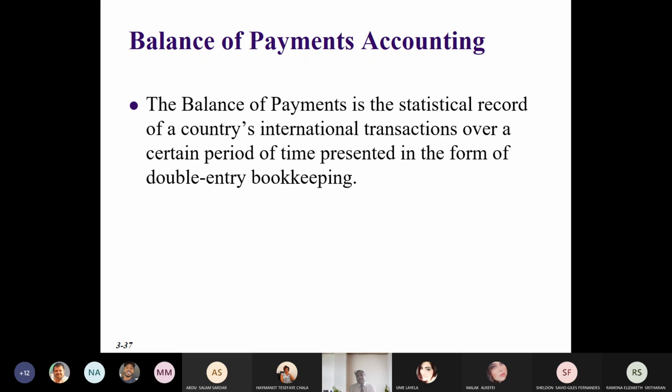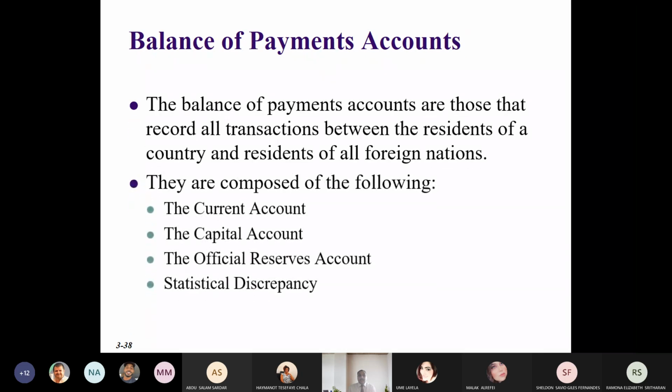Now, balance of payment account has been further divided into four types of accounts. Now these are the components of balance of payment. Within balance of payment account, you will find these four accounts: current account, capital account, official reserve account, and statistical discrepancy account. So now we will discuss each one of them individually. What are these accounts and what is their significance? So the first one is the current account.